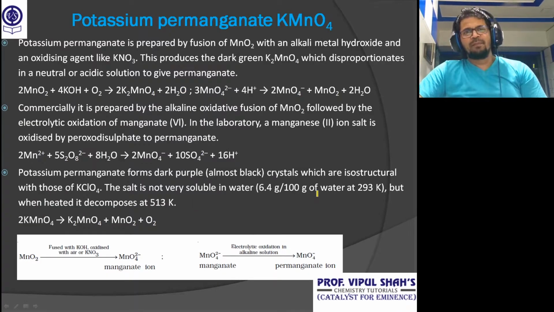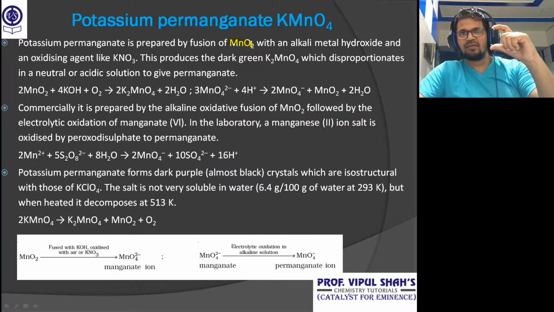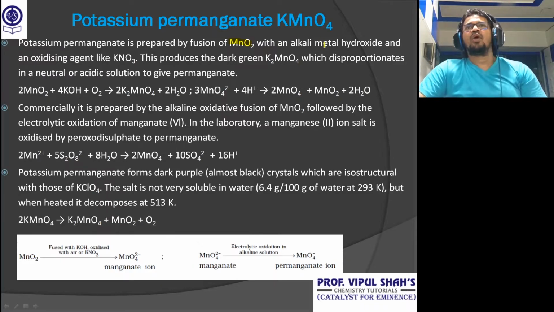Next, we have the compound potassium permanganate, KMnO4, a dark purple colored compound. We'll talk about its method of preparation. How is it prepared? Just see on the slide please. It is prepared by the fusion of MnO2, manganese dioxide, the black powder found in a pencil cell, with an alkaline metal hydroxide and an oxidizing agent like potassium nitrate.